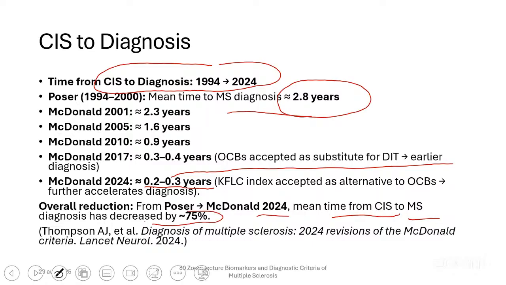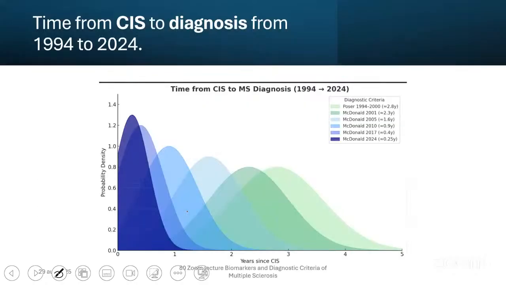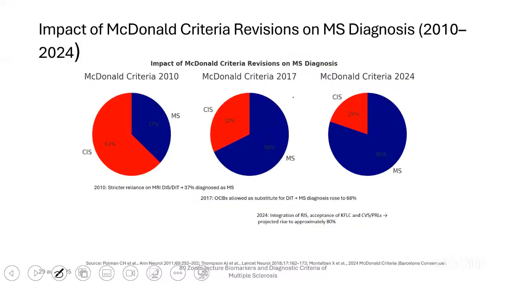So diagnosis of multiple sclerosis has evolved at such a rapid pace, and you can see the time from clinically isolated syndrome to MS diagnosis coming down slowly over the years by various criteria.